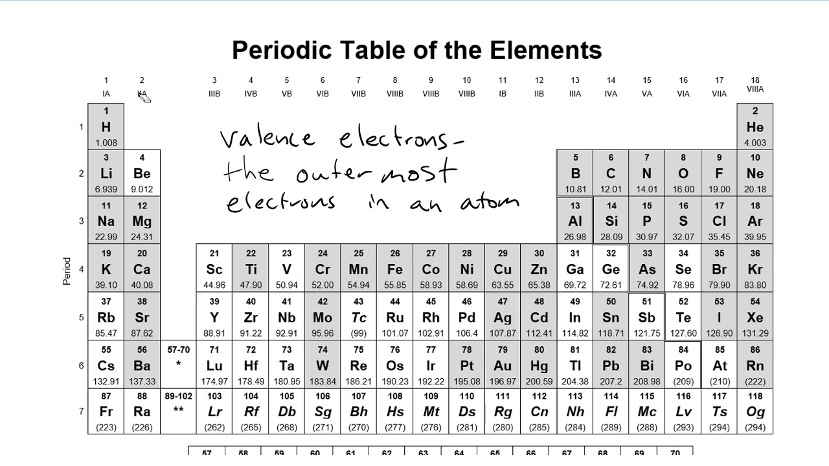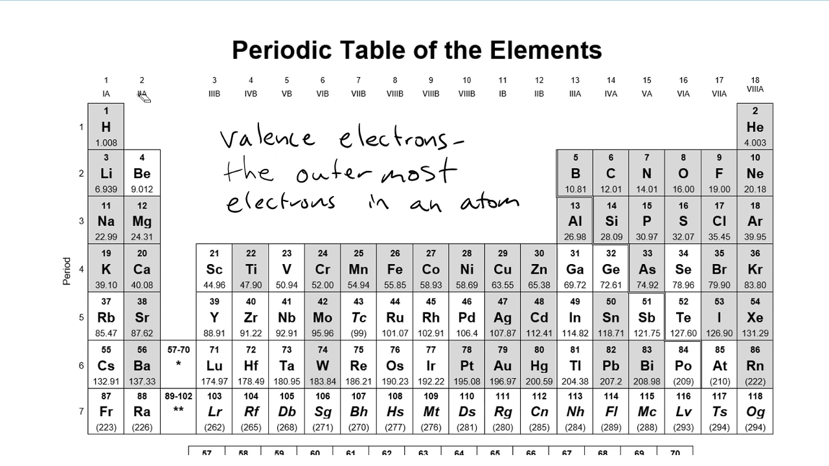So elements here in group 1A will have 1 valence electron. If they're in group 2A, they would have 2 valence electrons. Out here in group 6A, these would have 6 valence electrons. And this all holds up for all of the A group elements with one exception. There's one element that's an exception to it all. Anybody know which element that would be?